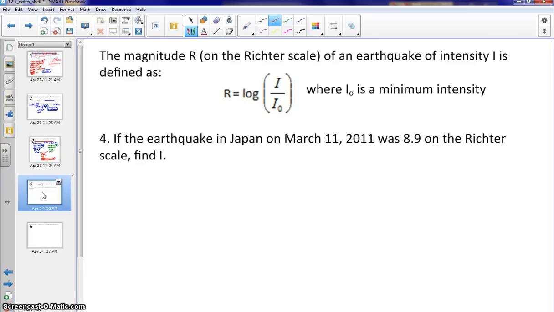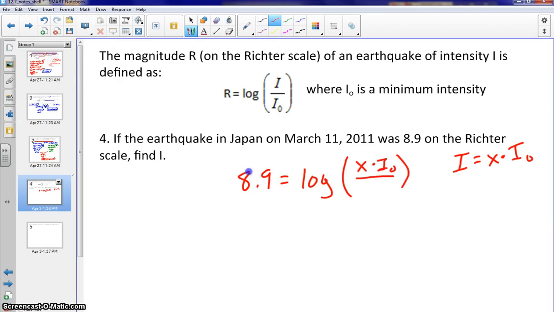So 8.9 will be our R. So we'll have 8.9 equals log. And again, we typically define intensity in terms of the minimum intensity, so we'll define I as X times I sub O, and we divide that by I sub O. Therefore, those will cancel off. 8.9 equals log of X.